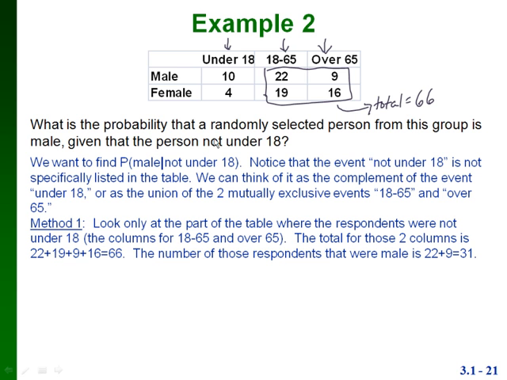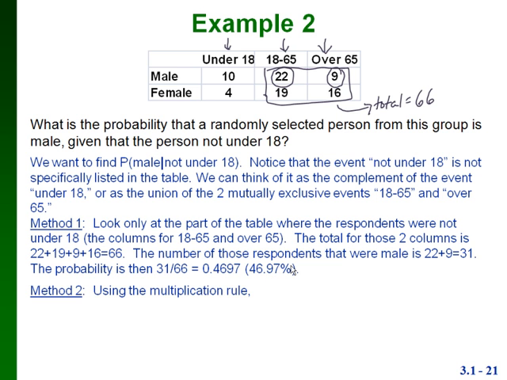And we're just looking at the males in that group. The ones in there that were male were this cell and this cell. So the number of respondents there is 31. So our probability is going to be 31 over 66, which gives us 46.97%.